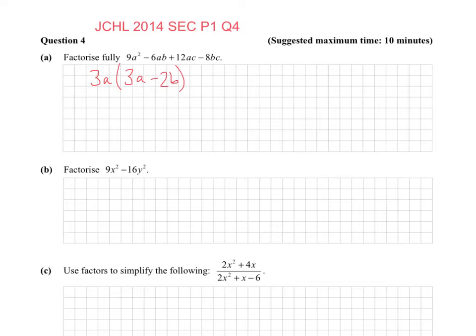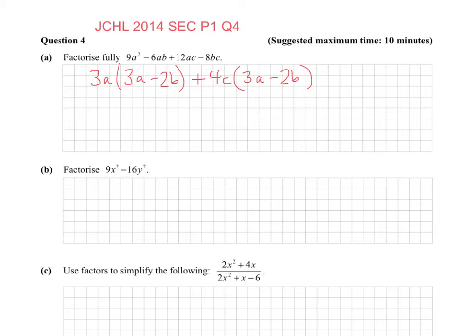Likewise, I do the same process with the second pairing. With these two terms, I look for something that is common to both. Well, I see that with 12 and 8, 4 is a common factor, and separately I can see c is a common factor. So I can bring 4c outside as a common factor. Inside the brackets I'm going to have whatever I multiply 4c by to get 12ac, that would be 3a, and what would I multiply 4c by to get minus 8bc? Well, I'd multiply by minus 2b.